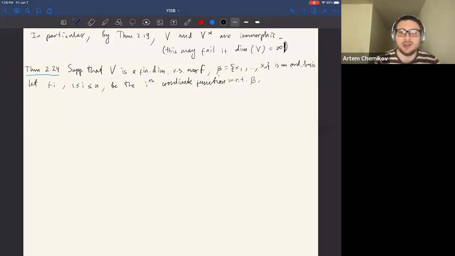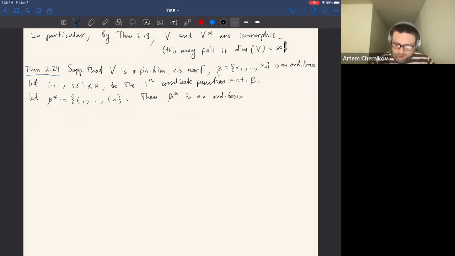It's a function which takes a vector and gives you the ith coordinate of this vector with respect to beta. And let us take beta star to be the collection of all these functions, f1 through fn. Okay. So remember, each fi is a linear functional, right? So each fi is an element of the dual space. And if we define beta star like this, it's a set of vectors in the dual space, okay? But the conclusion is that then beta star is also an ordered basis for the dual space V star, okay?